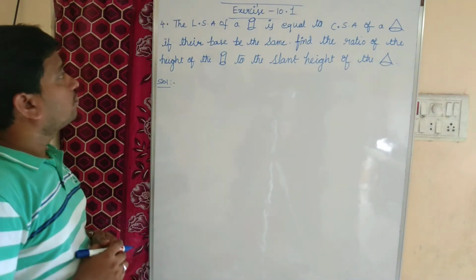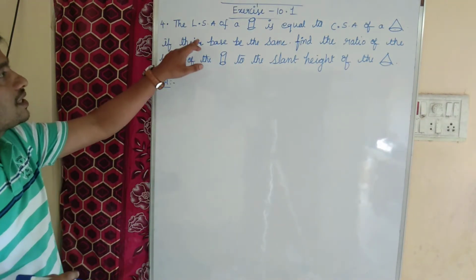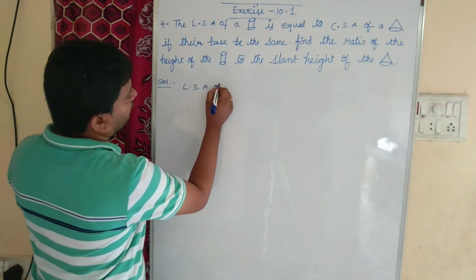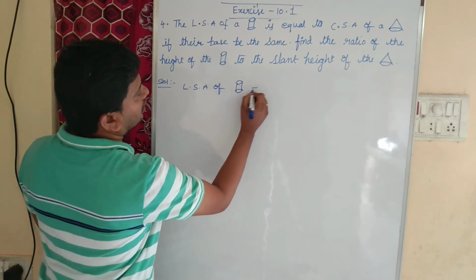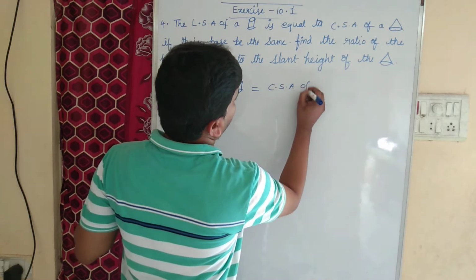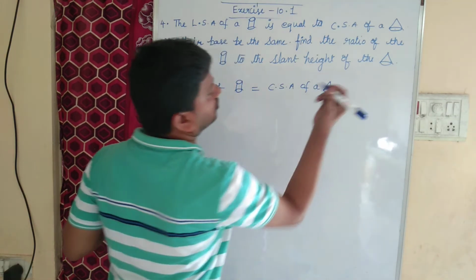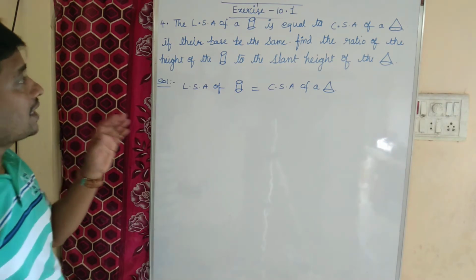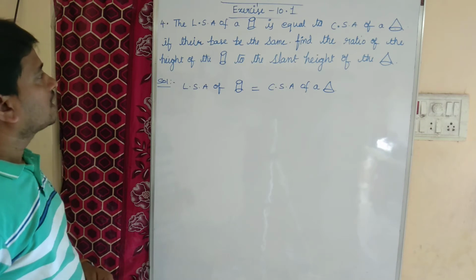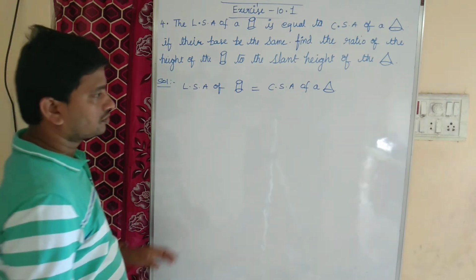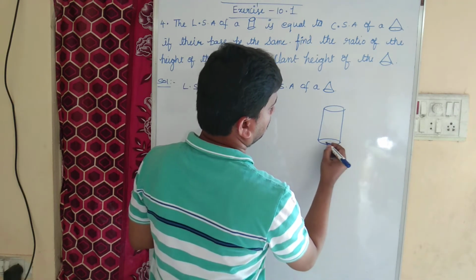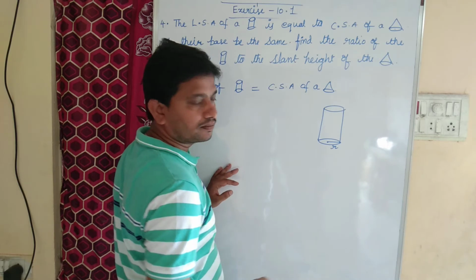Now coming to the fourth question: the lateral surface area of a cylinder, I mean LSA of a cylinder, is equal to the curved surface area of a cone. That is the first statement. The lateral surface area of a cylinder is equal to the curved surface area of a cone if their bases are the same. So this is our cylinder. The base is the same, whose base radius is the same.